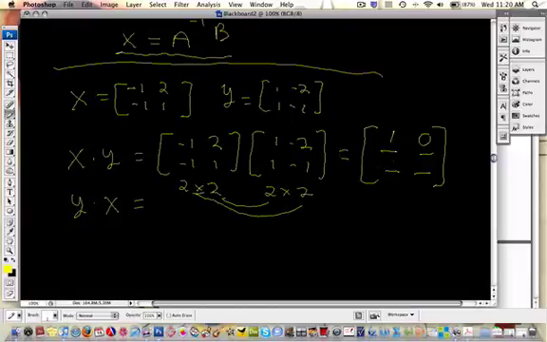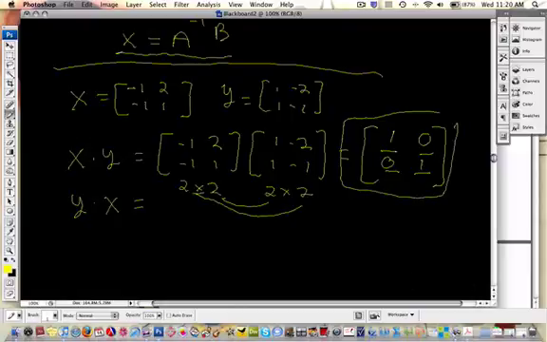For this entry, this is row 2, column 1. So I do row 2 times column 1. -1 times 1 plus 1 times 1, 0. And finally, row 2, column 2. We're going to do row 2 here times column 2 there. -1 times -2 is 2, plus 1 times -1 is 1. So X times Y, we do get the identity matrix.